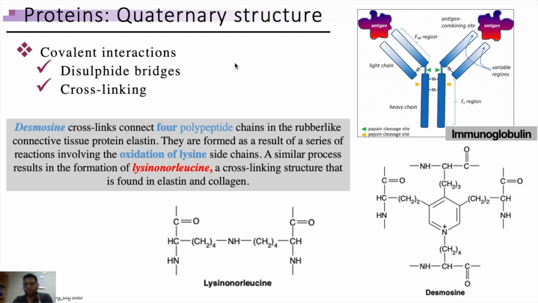Same is the case with covalent cross-linking. These covalent cross-linkings happen among various amino acid residues in the polypeptide chain. The common example of these covalent cross-linking is the desmosine, which is the result of cross-linking of 4 different lysine residues. They give rise to this unique desmosine residue and lysino-norleucine residue, and this overall process goes through the oxidation of lysine.